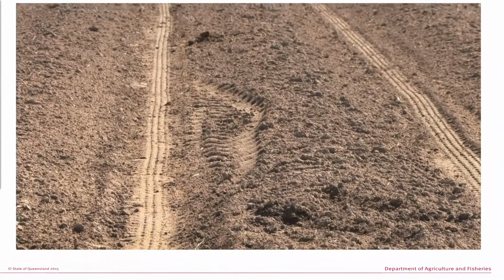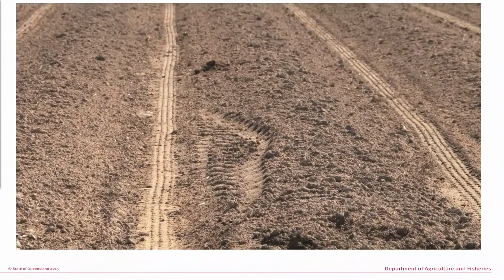So for example, with this farm here, we're actually trialling some different techniques to improve the soil in those poor growing areas. We're going to actually add some organic matter and some clay and see whether we can increase the water holding capacity and also the nutrient holding capacity of these soils.